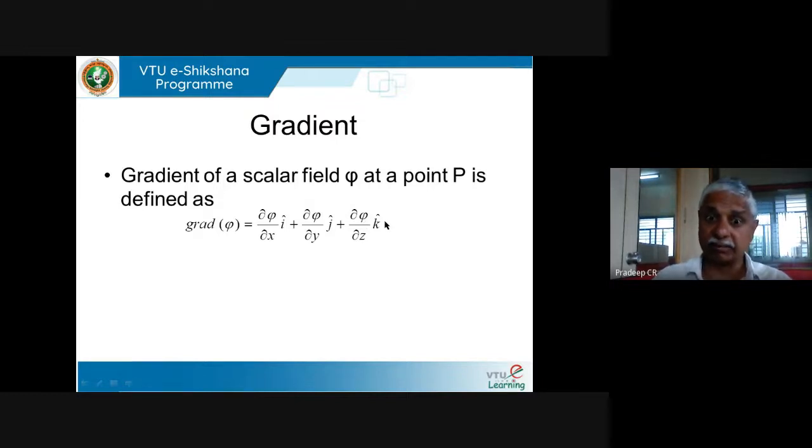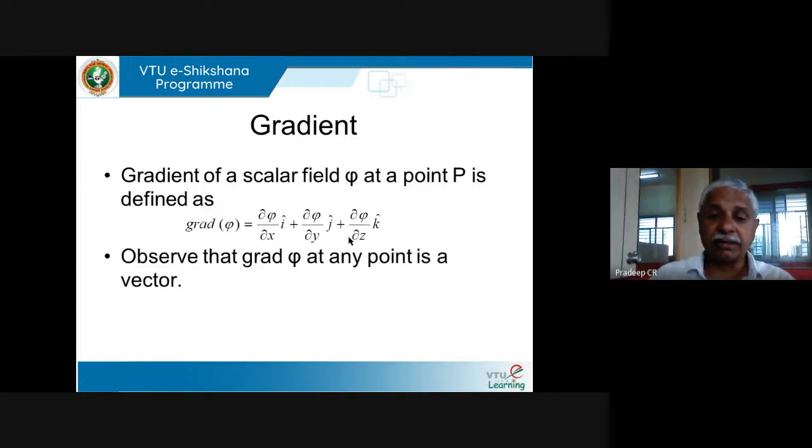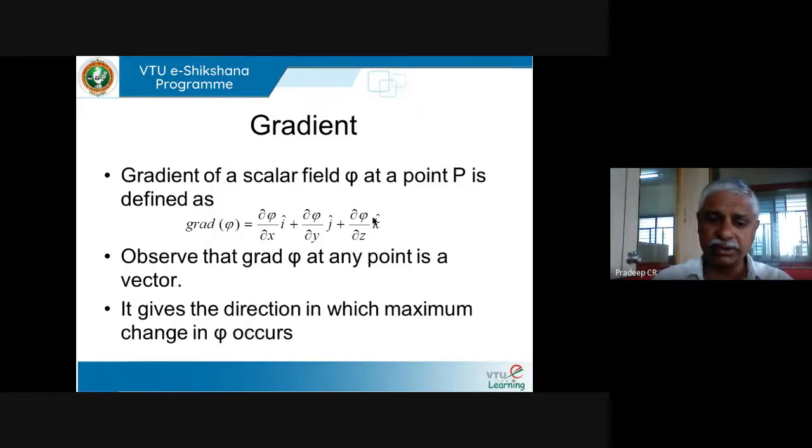This is a vector because it's something i plus something j plus something k at every point. This is called the gradient. The gradient at any point is a vector. So the gradient of a scalar field is a vector. I don't think I have too much time to go into the physical significance of the gradient, but I'm just telling you, it gives the direction in which the maximum change in phi occurs.